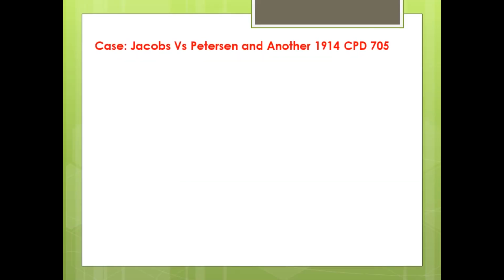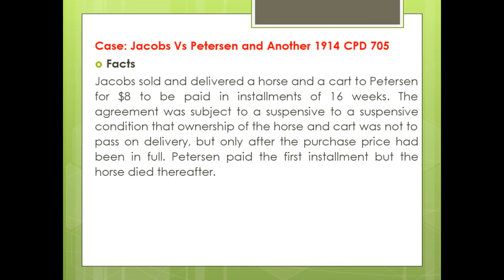I have a case for you. In this case, Jacob sold and delivered a horse and a cat to Peterson for $8 to be paid in installments for 16 weeks. The agreement was subject to the suspensive condition that ownership of the horse and the cat was not to pass on delivery, but only after the purchase price had been paid in full. Peterson paid the first installment, but the horse died thereafter.